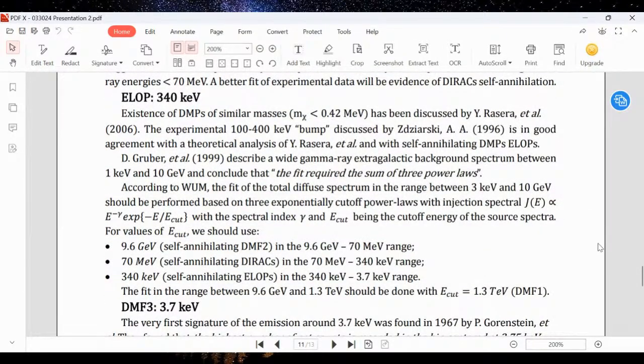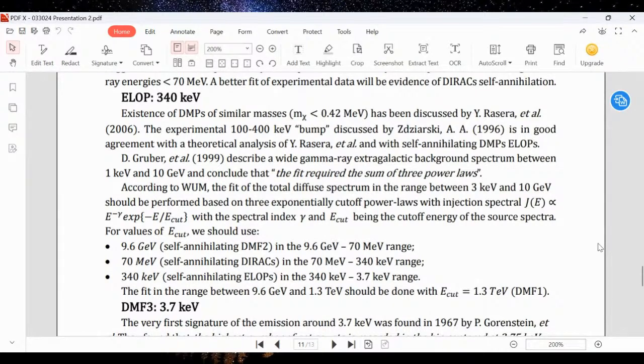ELOP, 340 kilo-electron volts. The existence of dark matter particles of similar mass, less than 0.42 mega-electron volts, has been discussed by Rassera. The experimental 100-400 kilo-electron volt bump discussed by Jarsky is in good agreement with the theoretical analysis of Rassera et al. and with self-annihilation of dark matter particles.